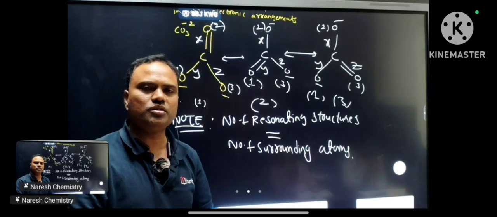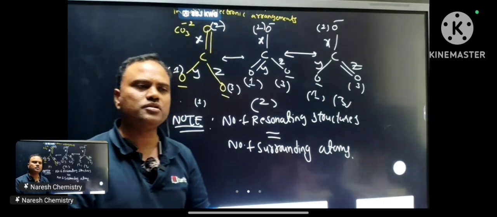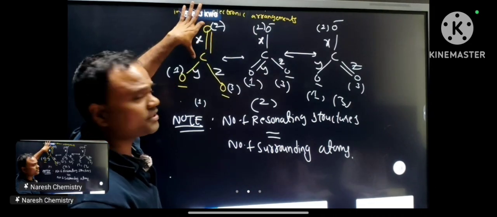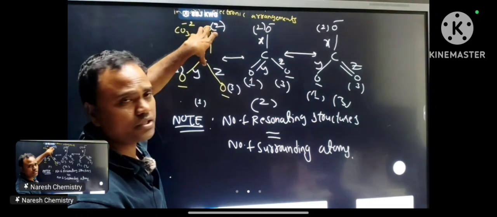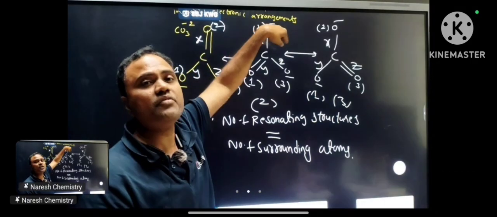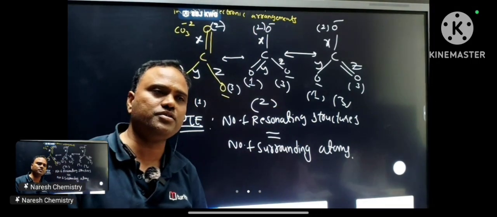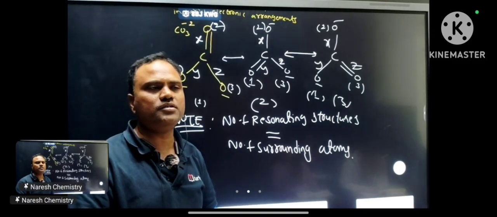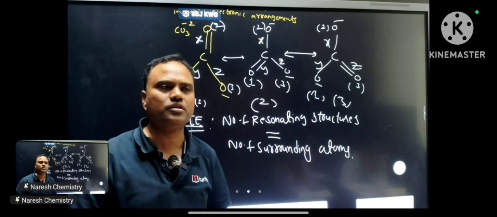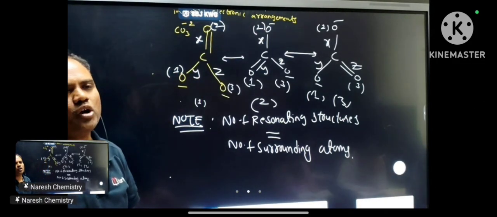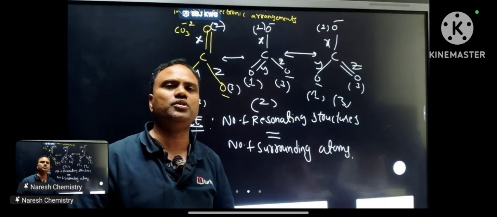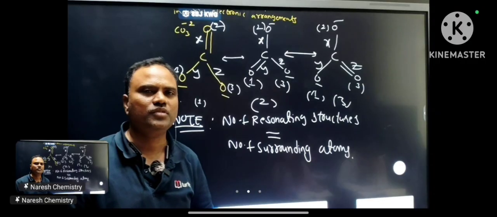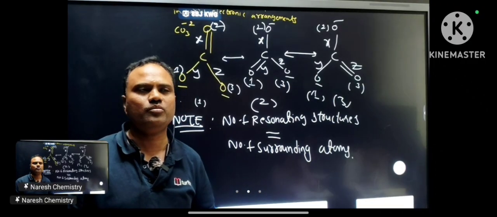In CO3 2-, all carbon-oxygen bond lengths are the same because X has double bond character in the first resonating structure, but here that same X has single bond character. So the double bond is changing into single bond, which changes into double bond. So overall all bond lengths are the same. Final conclusion: if resonance is present, then all bond lengths are the same. In CO3 2-, what is the nature of bond length? Same or different? Same.